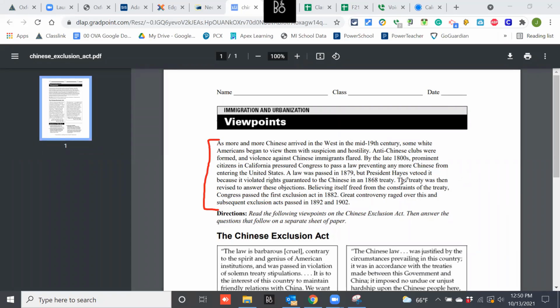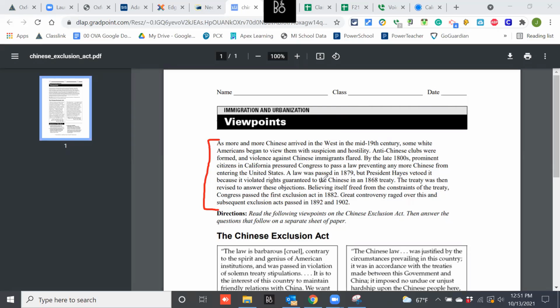The treaty was then revised to answer these objections. Believing itself freed from the constraints of the treaty, Congress passed the first Exclusion Act in 1882. Great controversy was raised over this and subsequent exclusion acts passed in 1892 and 1902.